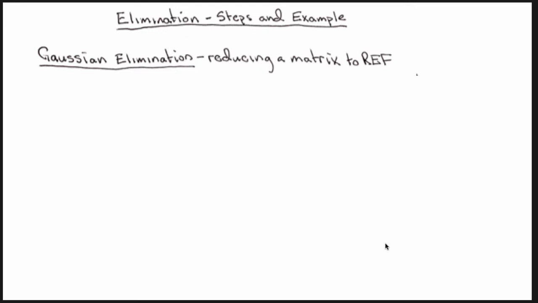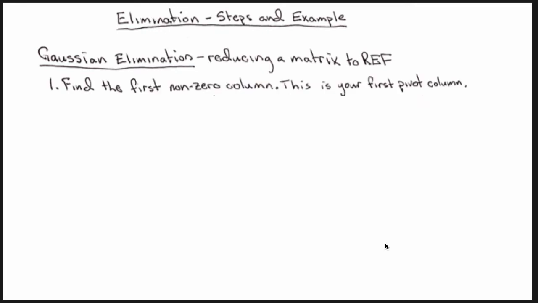So the first step is find the first non-zero column, and this is going to be your first pivot column. Right? So the idea being that although we almost never work with them in this class, if you're given a matrix, it's possible that you could have a column of zeros that starts the matrix. So we're looking for the non-zero column.